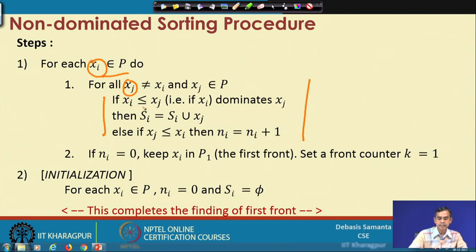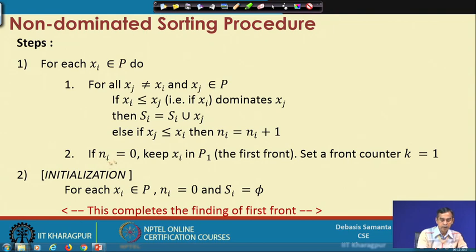If Xi dominates Xj, then we put Xj into the set Si. So, Si is basically the set of solutions dominated by Xi. If Xi dominates Xj, then Xj is included in the solution set Si, and if Xj dominates Xi, then we increase the domination count, Ni equals Ni plus 1. This way it counts the domination count of each solution as well as the dominated sets.